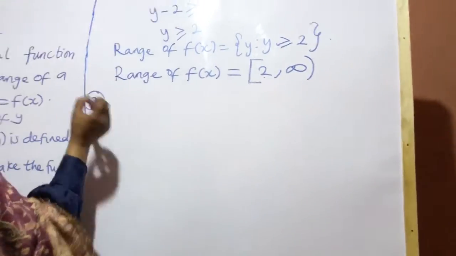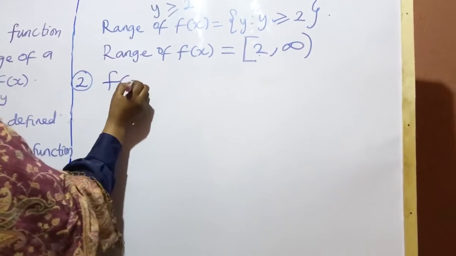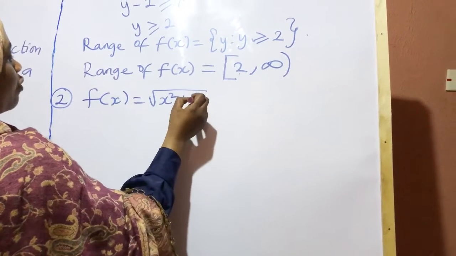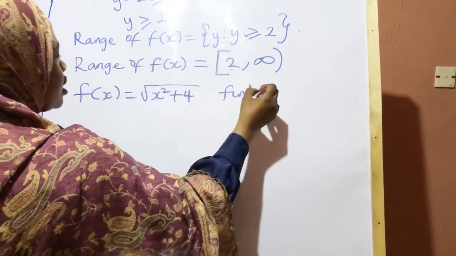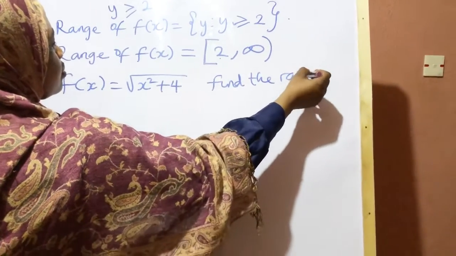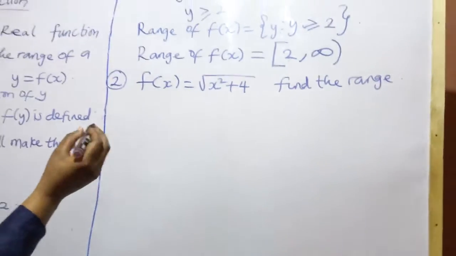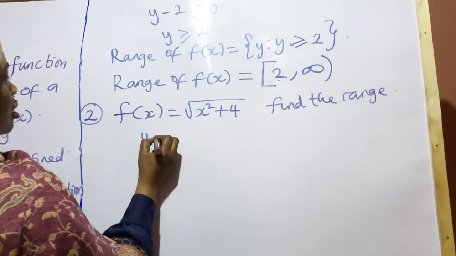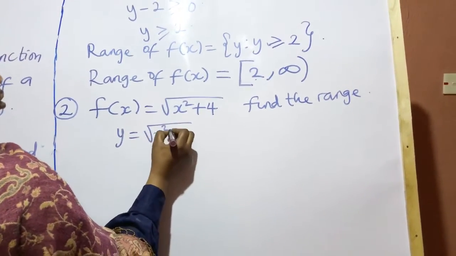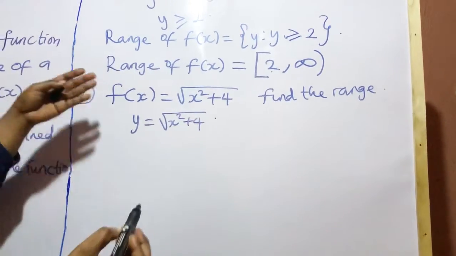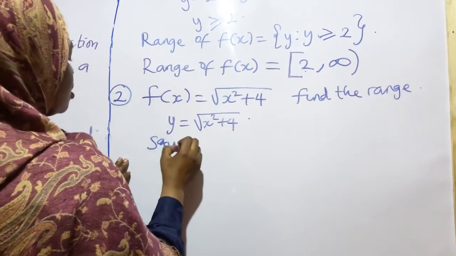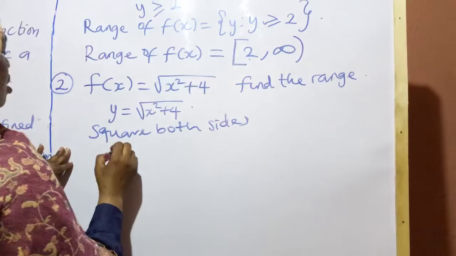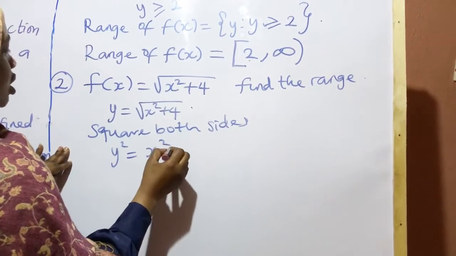Another example, also we have f of x is equal to square root of x squared plus 4. Find the range. So let's go by the steps. The first thing is that we make f of x equal to y, so y is equal to square root of x squared plus 4. So square both sides. We have y squared is equal to x squared plus 4.